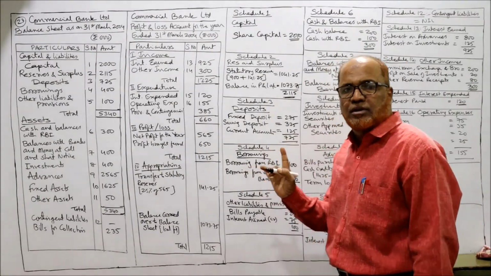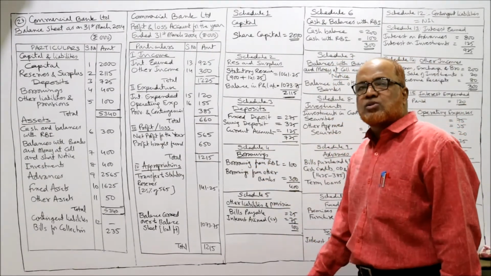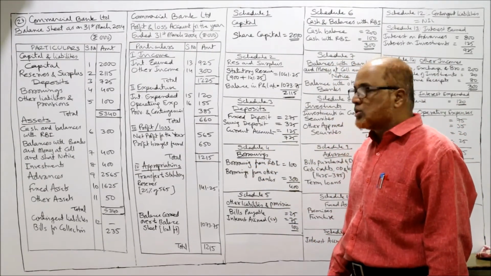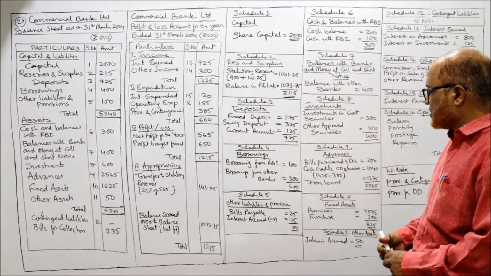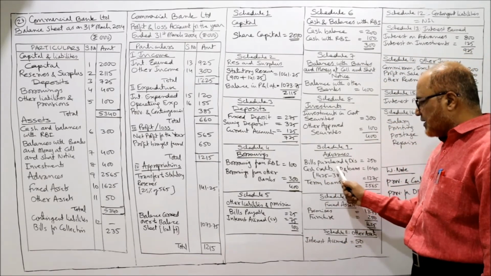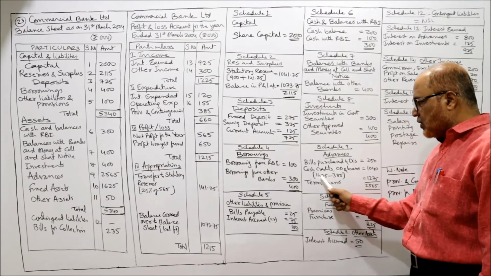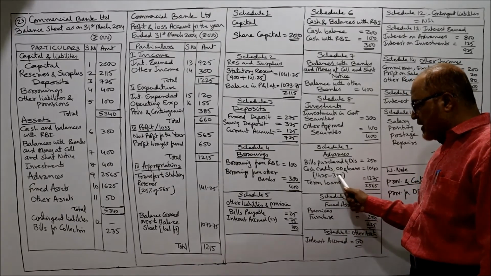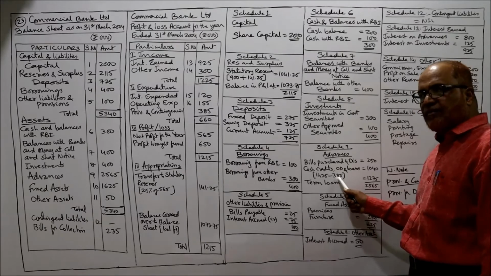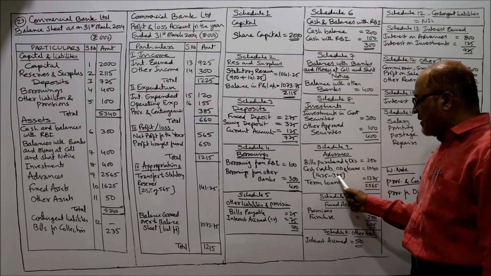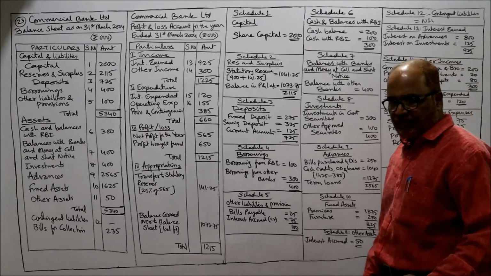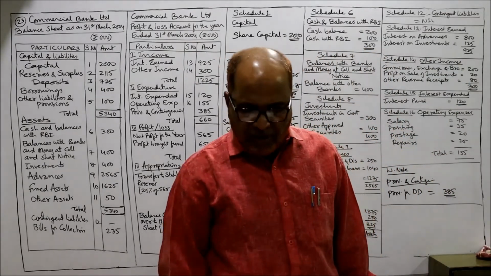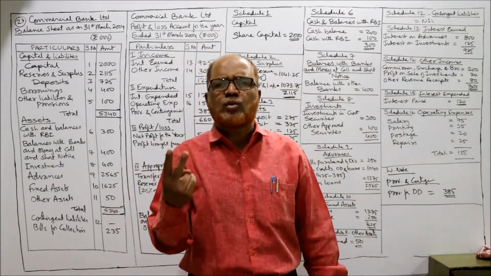Only one provision. And this provision for doubtful debts will be deducted from loans, advances and cash credits. Here you can see cash credits, overdrafts and loans. 1425 is the amount given for cash credit, overdraft, loan, out of which minus 385. This 385 is the provision for doubtful debts. Deducted, 1275. That's all. So we have seen all the adjustments. Only 2 adjustments are given.